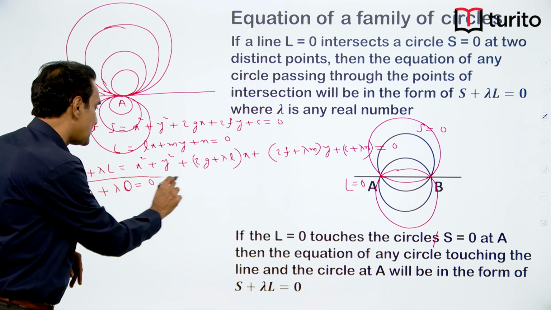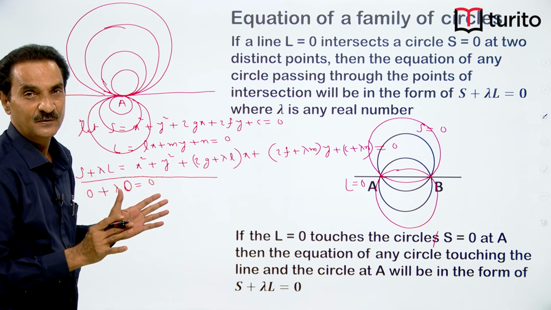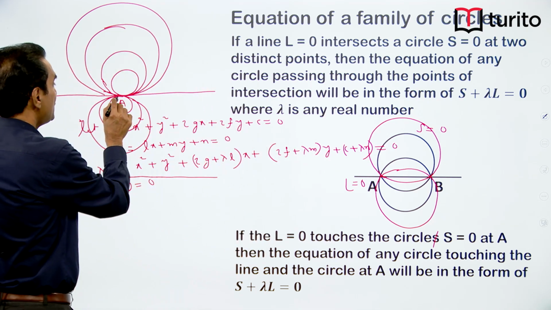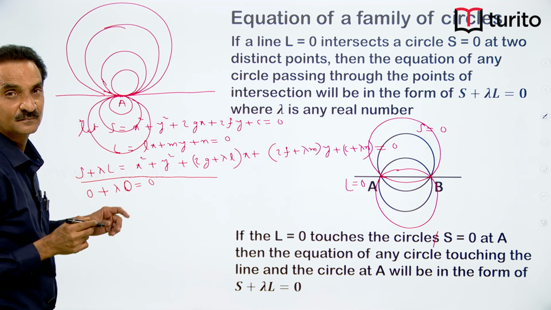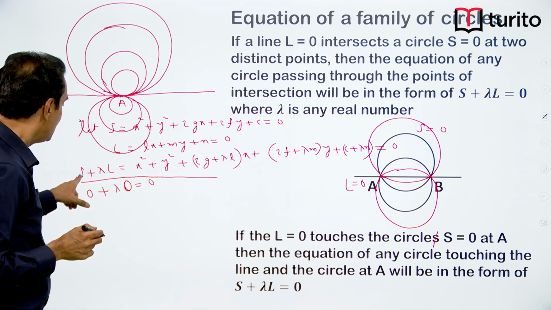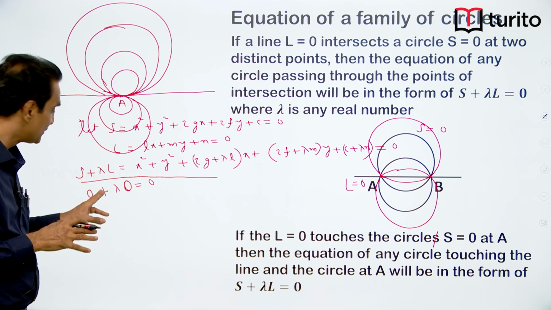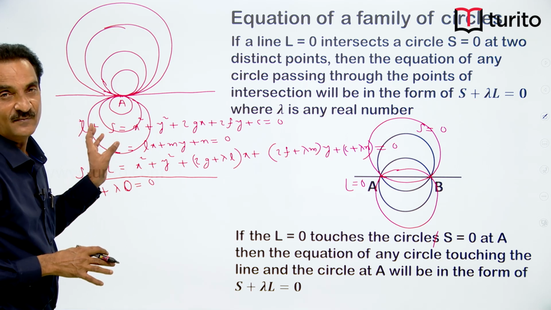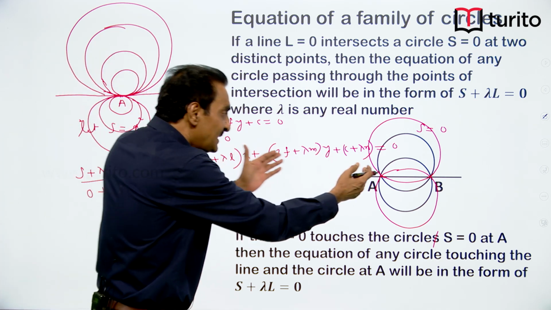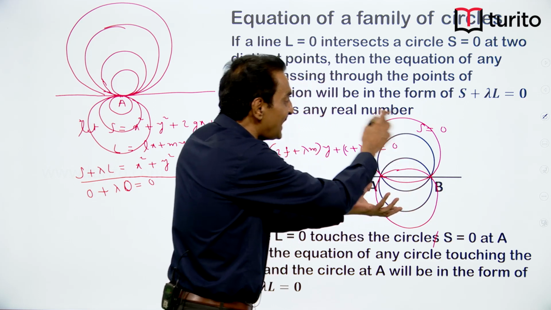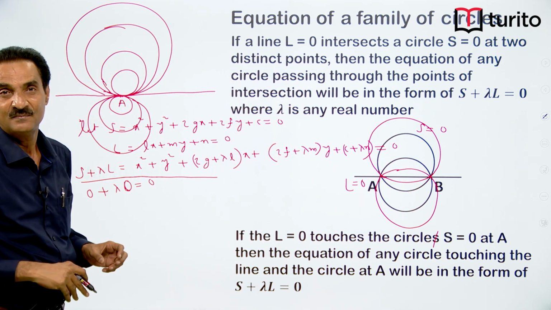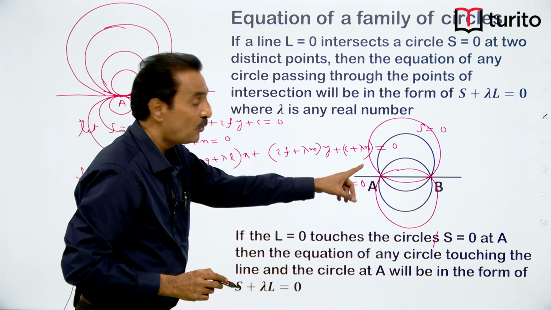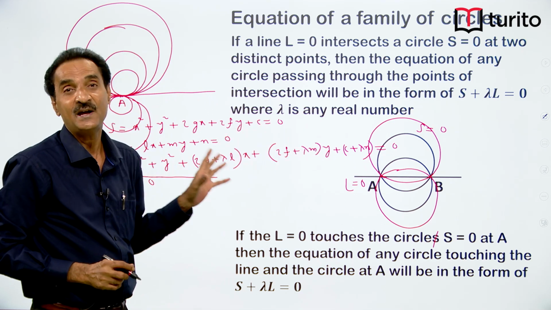First we proved that S plus lambda L is equal to 0 is a circle for any value of lambda. Now, if we substitute point A, S and L will be individually 0, so it will be satisfied. So, it passes through point A for any value of lambda. And also, when A and B coincide, you can easily visualize the diagram, it becomes this diagram. So, the circle S plus lambda L is equal to 0 touches both the given circle and the given line at A. Okay.